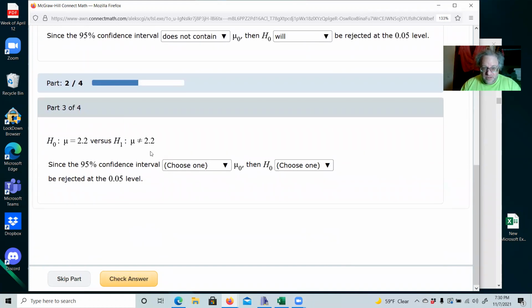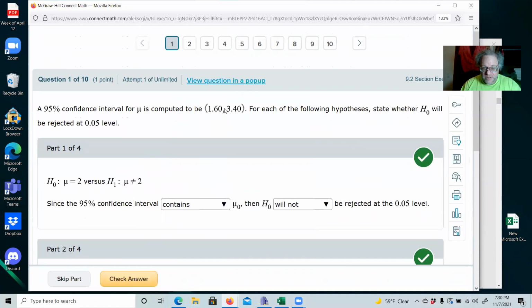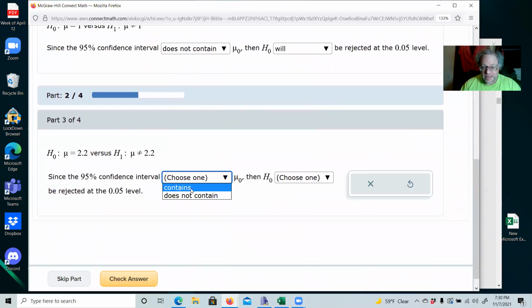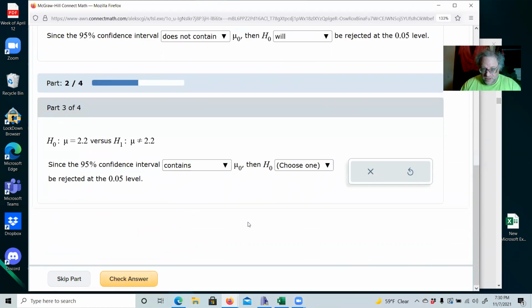2.2 versus not 2.2. Well, let me take a look. 2.2 is in here, so I don't have anything to say about that. I can only say that the interval contains it, so H0 will not be rejected.